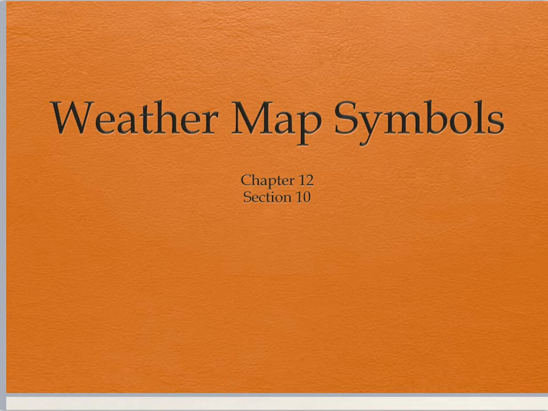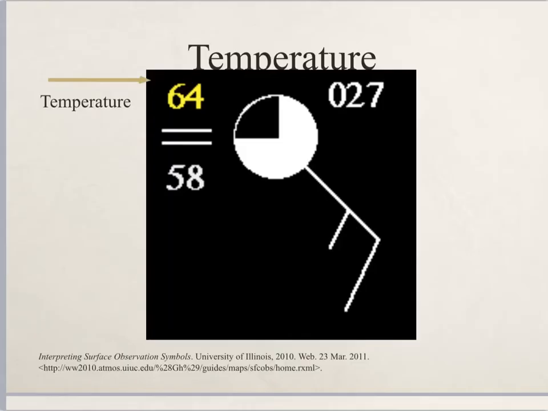This lecture will be on weather map symbols and how to read weather maps. Weather map symbols can be found in Chapter 12, Section 10 of your textbook. Each weather station will collect a series of data and put it onto the weather map that looks like this.